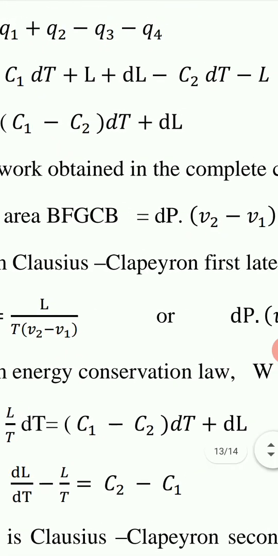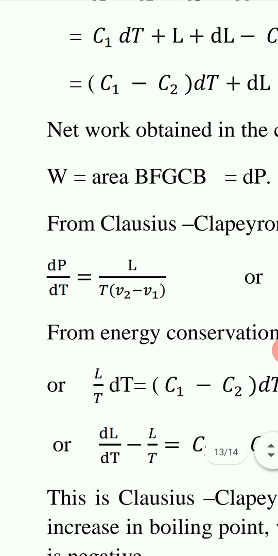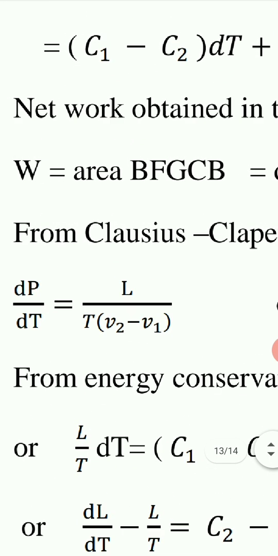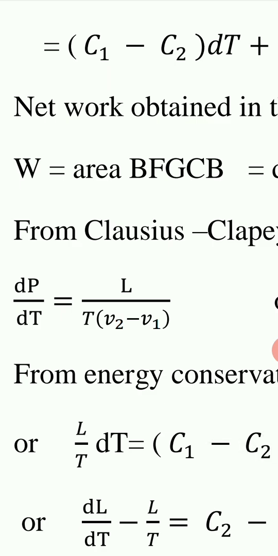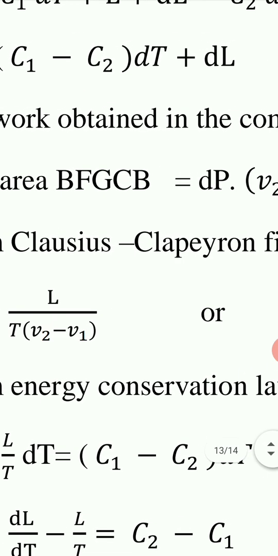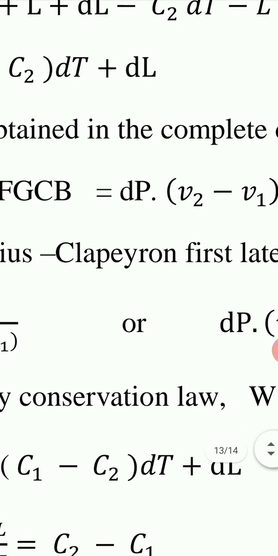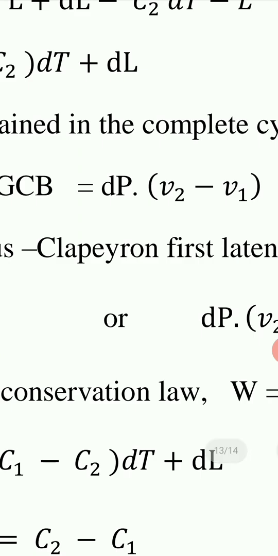Net work obtained in the complete cycle, net work done W will be equal to area of the cycle BFGCB, and this area will be dP into V2 minus V1 as in previous case.